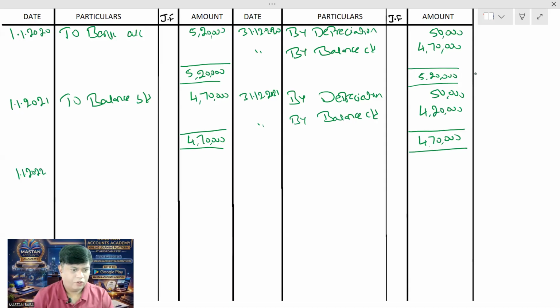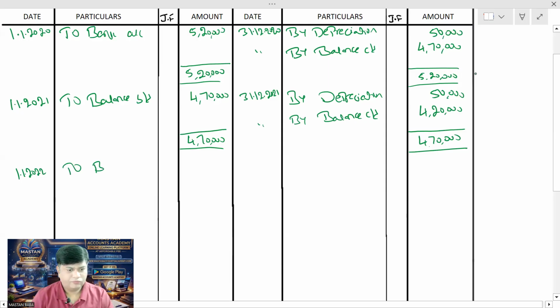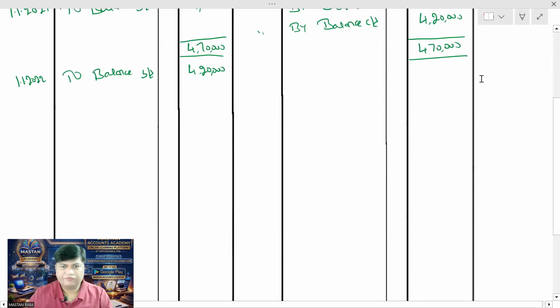1/1/2022 to balance brought down 4,20,000. Again, dear students, on 31st December 2022 by depreciation, that is the same figure, 50,000.